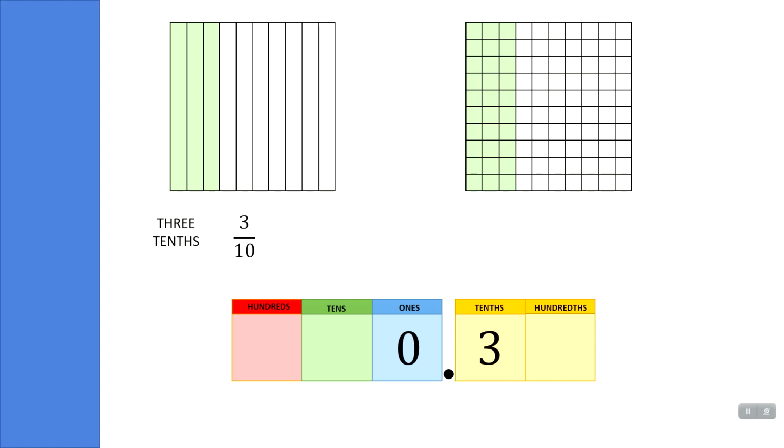We know in each column there are 10 squares. And so that is 30 hundredths. To represent that in the place value chart, we write 0.30 because 3 and 0 make 30 hundredths. And therefore we can see that 3 tenths and 30 hundredths are the same value.